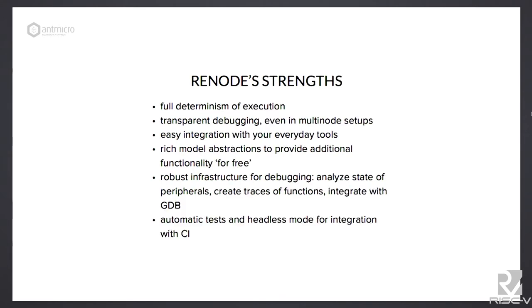What we see as Renode's strengths is that we can execute deterministically, or not if you don't want to. But typically, for testing, for example, you do want to have a repeatable execution. We can do that. What we can also do is debug transparently, also in a multi-node setup, so you can have several nodes in the same environment, possibly connected over a wireless medium, and debug them all together in the same system. We can integrate with a lot of tools, so I'll tell you about a few of them later.